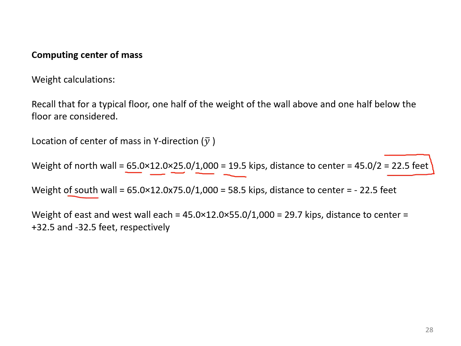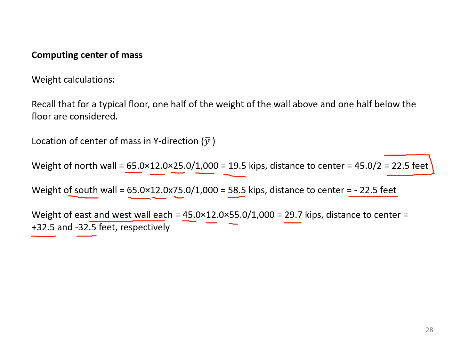South wall. Length is 65. Corresponding height is 12. But then the density is higher, 75. So you get 58.5. Negative 22.5 feet, right? Because it's below the reference point. Now, east and west wall each are the same as far as the configuration is concerned. 45 feet is the length, 12 height, 55 density, divided by 1,000, 29.7 each. However, one of them has a distance equal to positive 32.5, the other one has a negative 32.5. So keep that in mind.